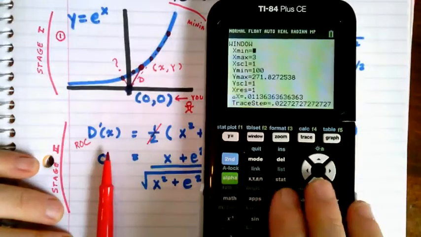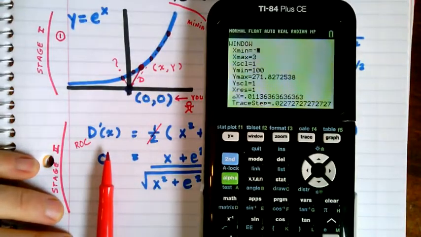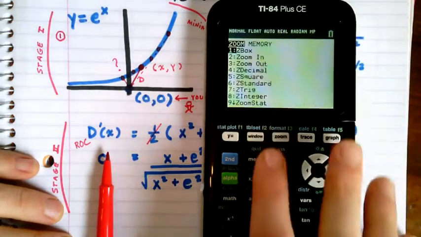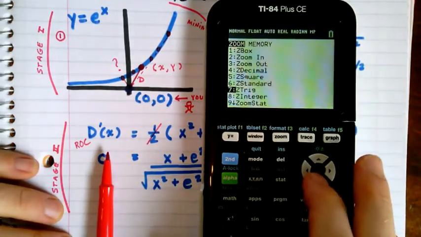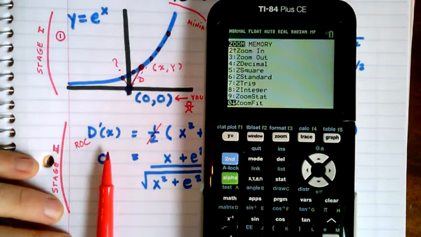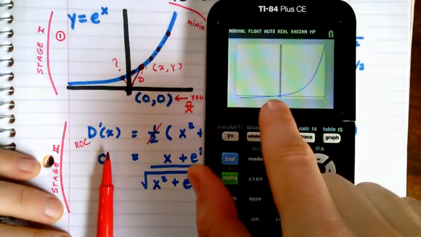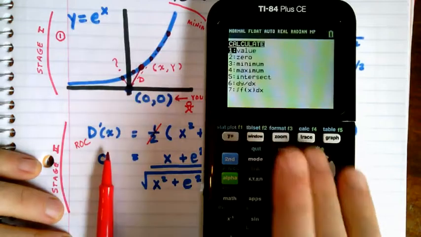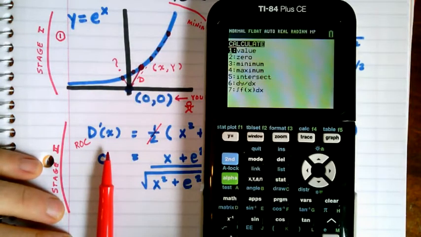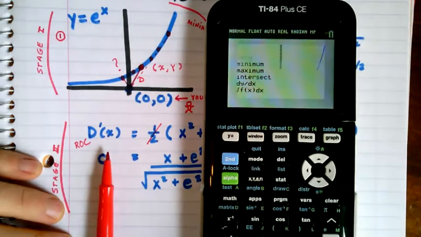So when I pick my window, I'm going to say maybe from like -2 to 2, and then I'm going to do a zoom, and I'm going to come down to fit. I'm going to let it graph. And sure enough, I've got a 0 somewhere around here. So let's go calc. Let's see, 0, number 2.